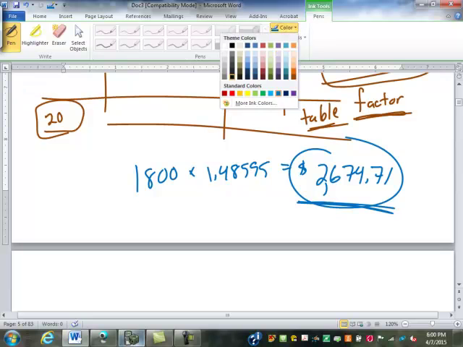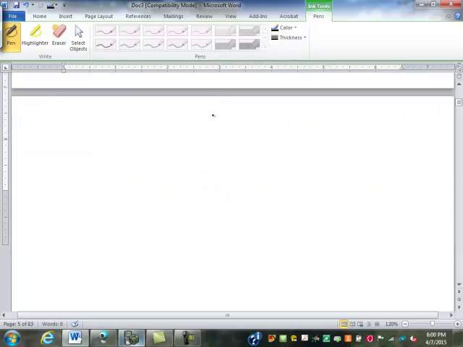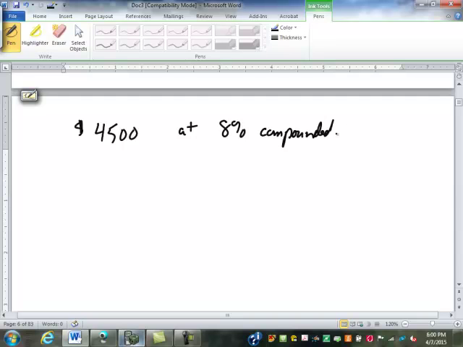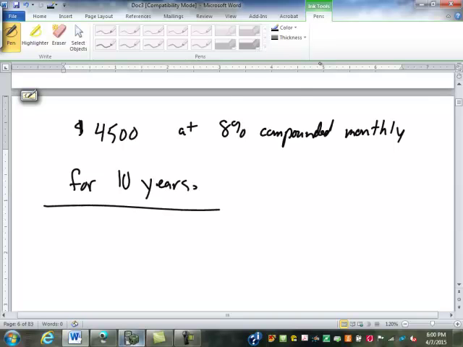Another reason why I dislike the table is, let's have you do this one. I want you to do $4,500 at 8% compounded monthly for 10 years. How many periods? 120. 10 years times 12 periods, because it's monthly, would be 120 periods.